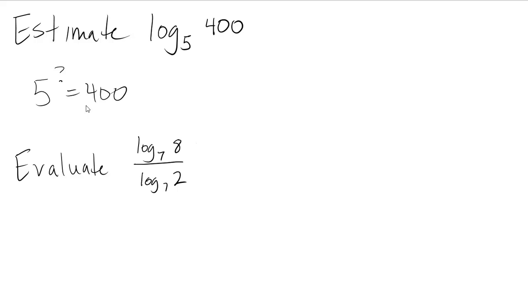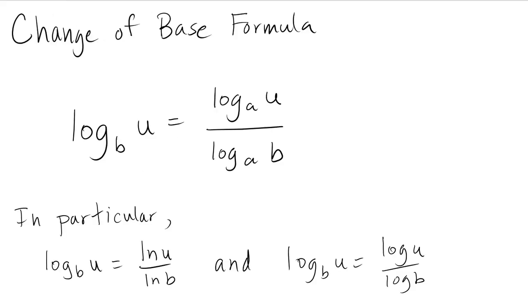5 cubed is 125. 5 to the 4th is 625. So the answer has to be somewhere between 3 and 4. But I can't do much better than that. All I can really tell you is that it falls between 3 and 4. To get a good estimate, I can use the calculator, but a lot of calculators won't do log base 5. So how can I estimate this? Well, I'll use the change of base formula.